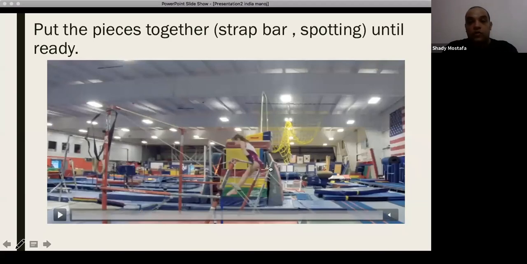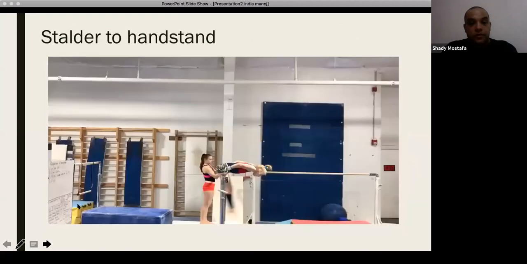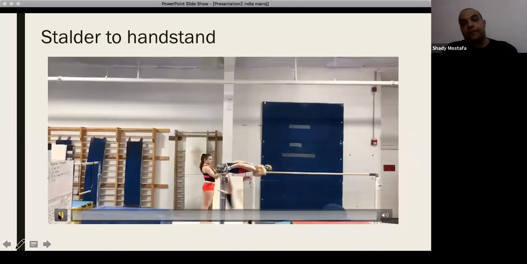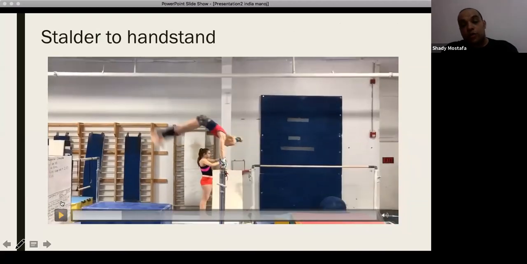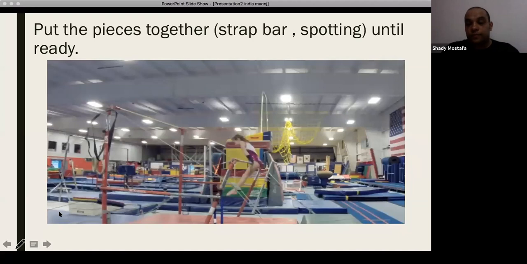Okay, now we'll go to Stalder circle. Shady, I have one question. Sure. I got it. Okay. So 90% of gymnasts perform stalder circle with legs bent. So what is your opinion?